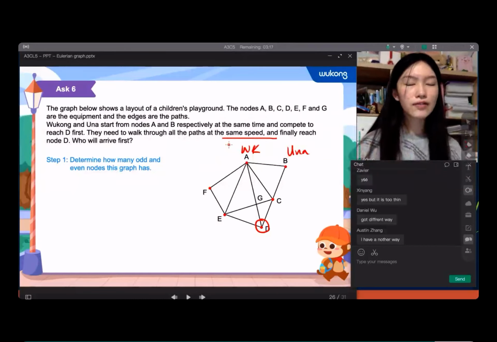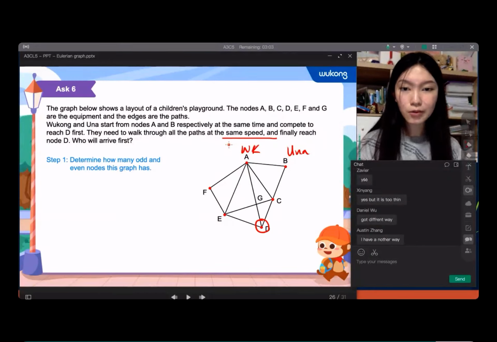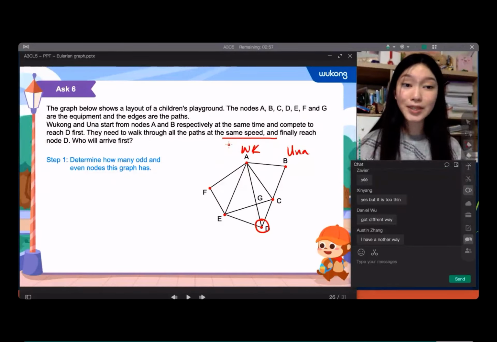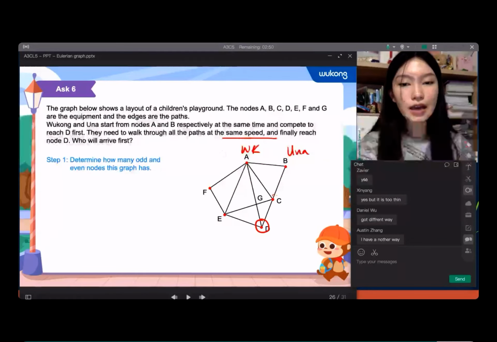So think about this. If you want to cover all of the edges, because it's the same distance, it will take the same time, right? Given that they're traveling at the same speed. But if, for example, I'm Una and I have to walk through an extra path, that would take me extra time, wouldn't it? That means we're trying to find who can draw an Euler path, which means they wouldn't have to repeat any path. Hence, they will be quicker. Okay? Let's have a look at this diagram first.